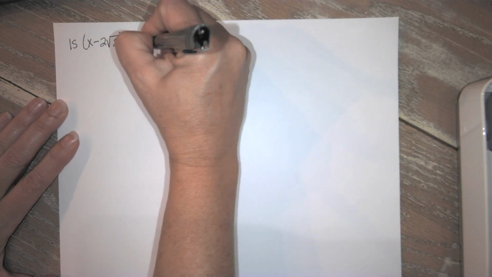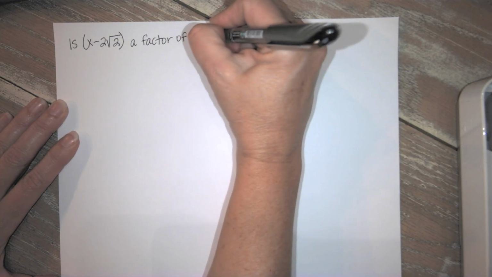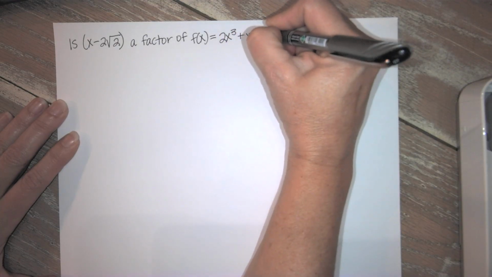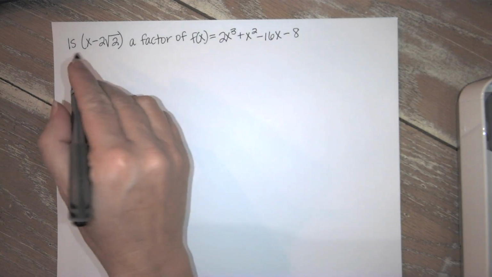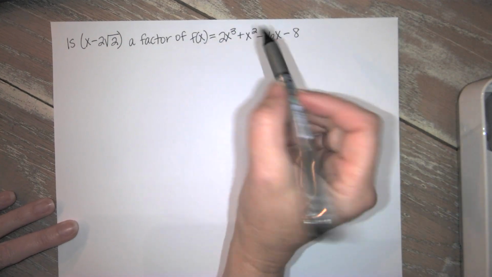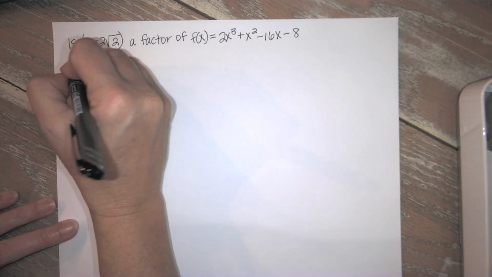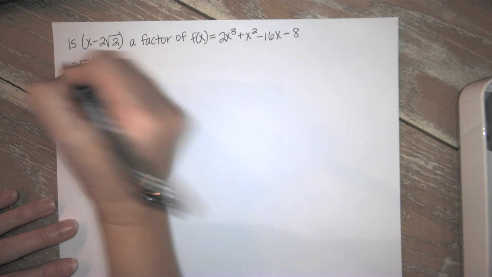Is x minus 2 square roots of 2 a factor of the polynomial 2x cubed plus x squared minus 16x minus 8? Okay, so if we want to see if this is a factor of this, then we can use synthetic division to divide this by this. Now when we do that, we always put the opposite of this in the box. So we would put positive 2 square roots of 2 in the box.